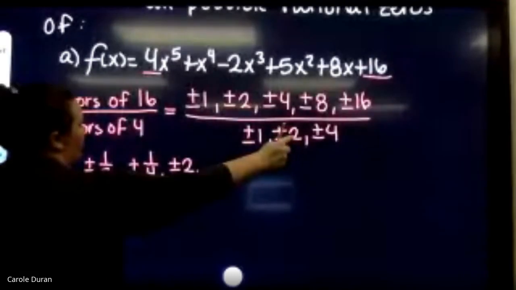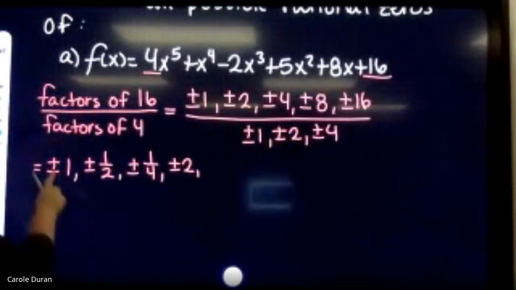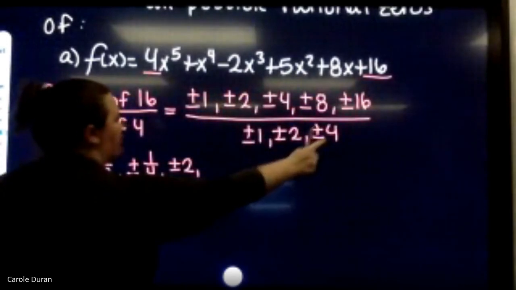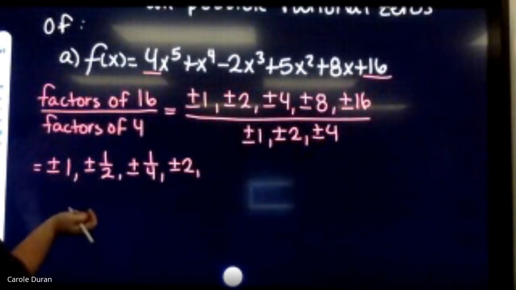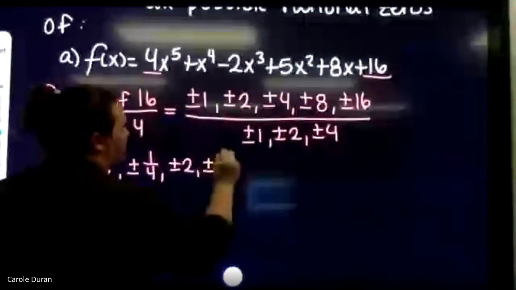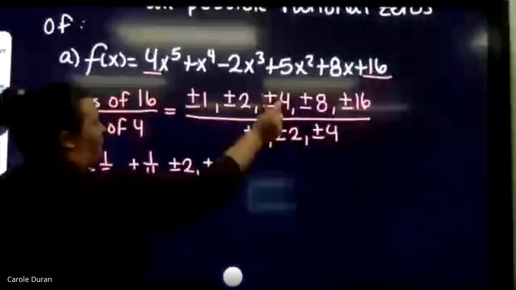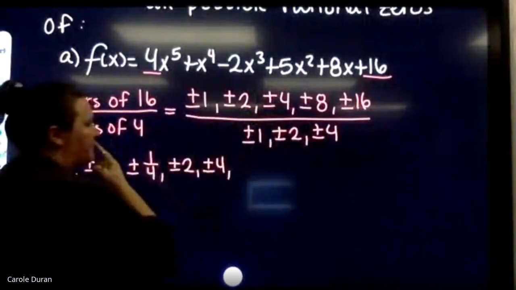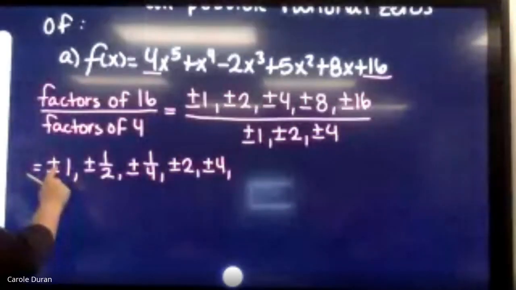What's 2 divided by 2? Which is already on my list, so I don't have to do it. What's 2 divided by 4? Which is already on my list, so I don't have to do it. Then I do 4 divided by 1. And then 4 divided by 2, already on my list. 4 divided by 4, already on my list.